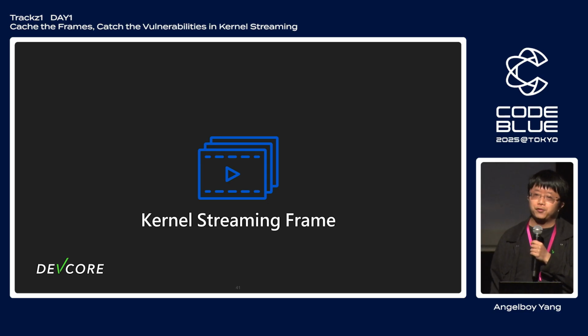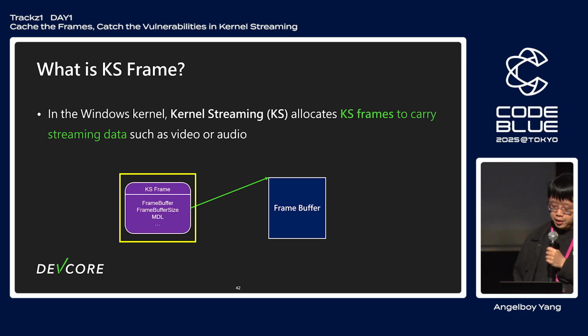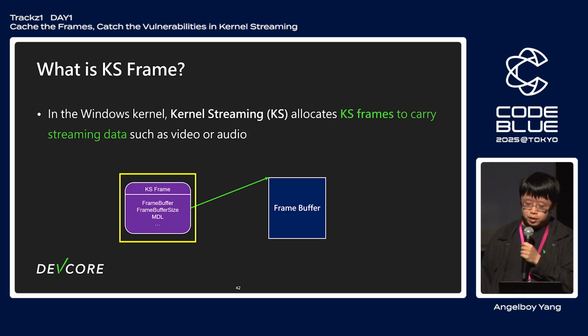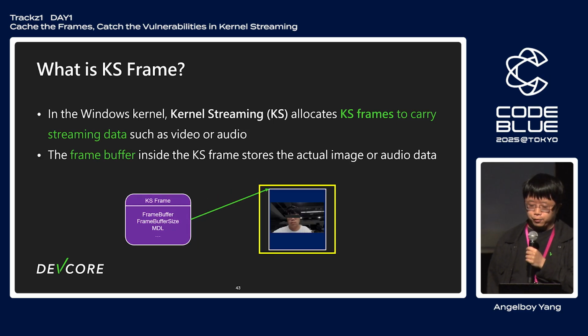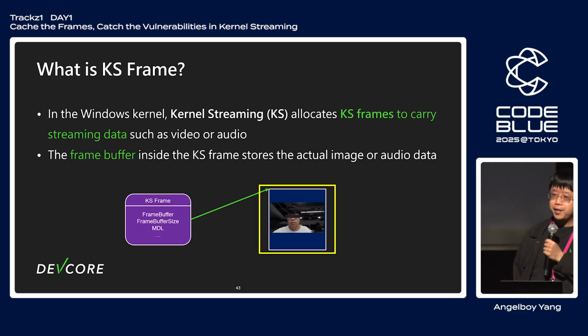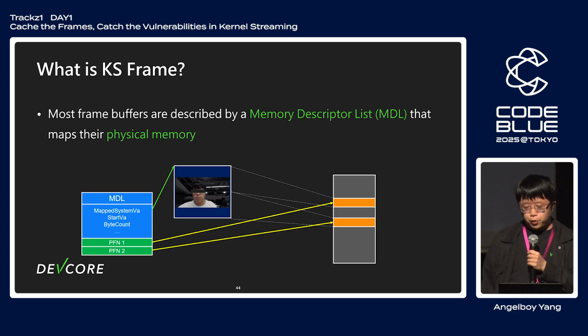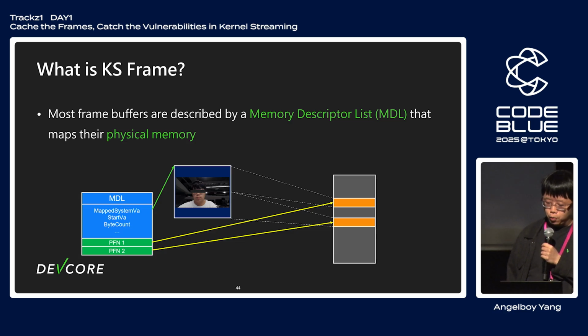So what is a kernel streaming frame? In kernel streaming, when reading data from a device, it will allocate a KS frame to store and describe the multimedia data. It also has a frame buffer to store the image data. MDLs are used to describe this frame buffer, keeping track of their allocated physical memory, making data access much faster.